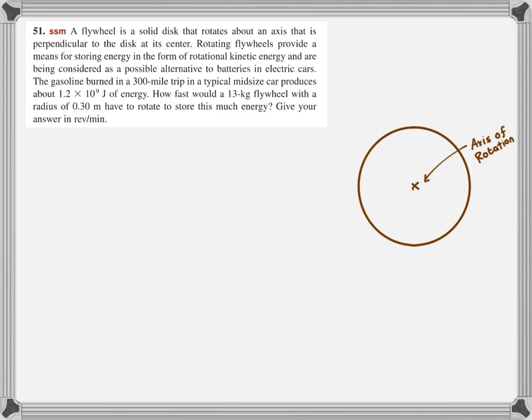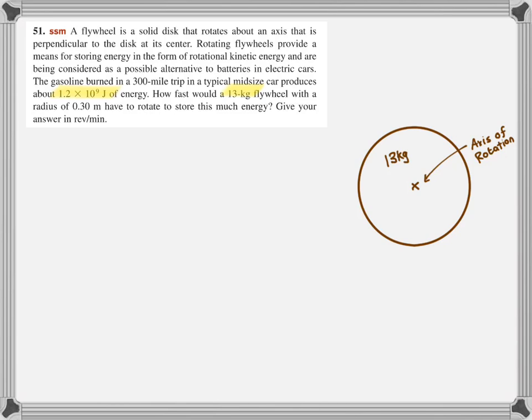And it tells us that the gasoline burned in a 300-mile trip in a typical mid-sized car produces 1.2 times 10 to the 9 joules of energy. How fast would a 13-kilogram wheel with a radius of 0.30 have to rotate to store this much energy? Give your answer in revolutions per minute.